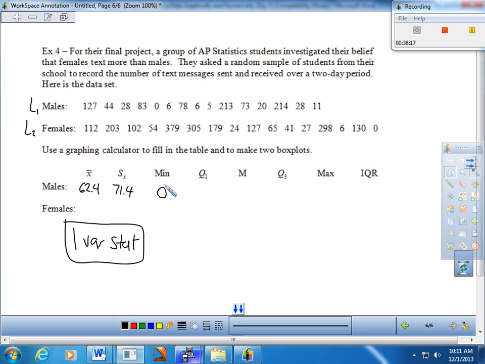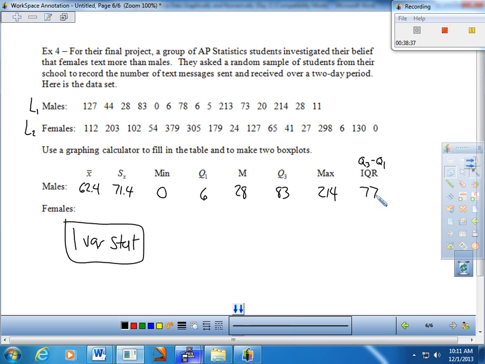Min was 0. Quartile 1 was 6. Median was 28. Quartile 3 was 83. Max was 214. And IQR, remember in this case, quartile 3 minus quartile 1. So this minus this was 77. So that would be the IQR, sort of the distance in the box in the box and whisker plot.